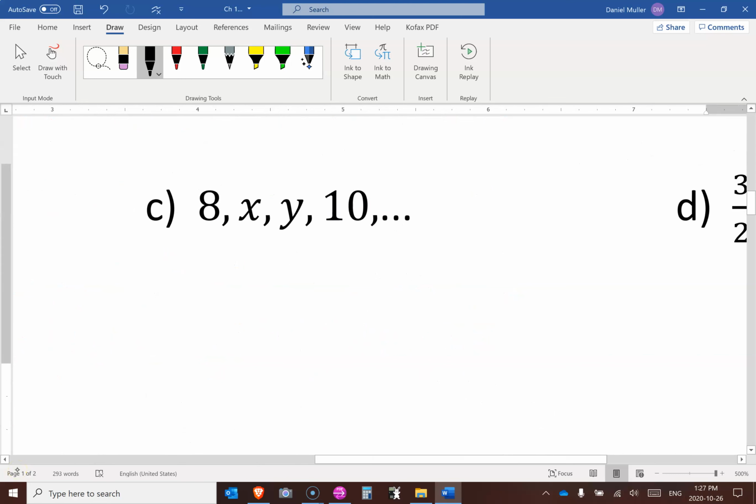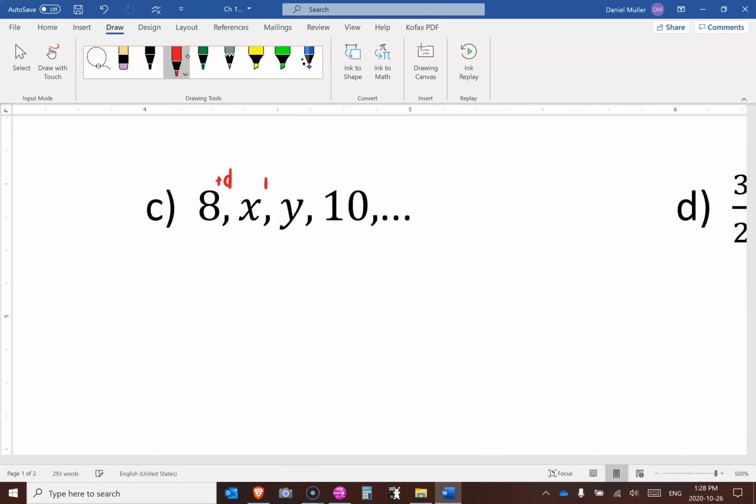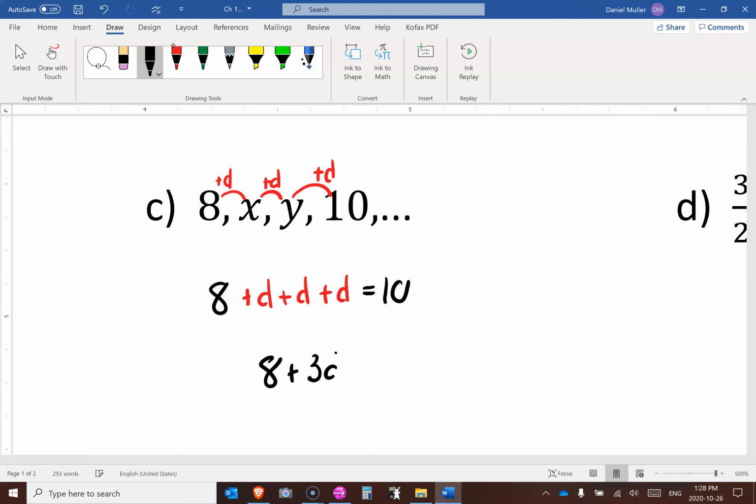Okay, so 8, I don't know the difference, so I know if I add D, I'll get to X, and if I add another D, I'll get to Y, and if I add another D, I will get to 10. So if I'm at 8, and I add 3 D's, so just a D plus a D plus a D. By the way, you don't need to write this all the time. If you wanted to, you could just go right to 8 plus 3 D's is equal to 10.